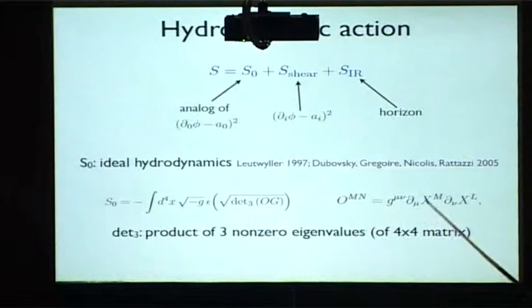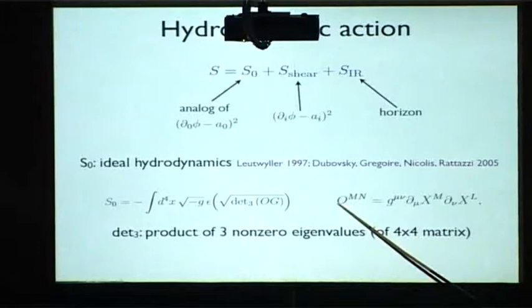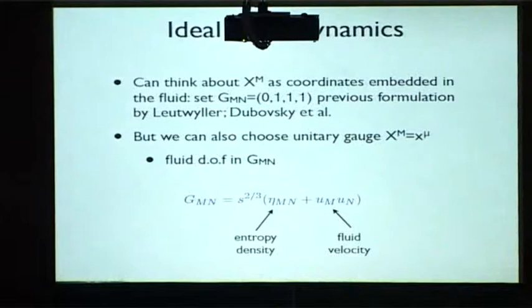One can think about this Xm as Goldstone bosons. It's some nonlinear action of the Goldstone bosons that depends only on combinations that are invariant with respect to the diffeomorphism. This determinant here makes sure that this action is invariant under the diffeomorphism. Okay, so the ideal hydrodynamics can be thought of as a theory of this scalar field Xm.